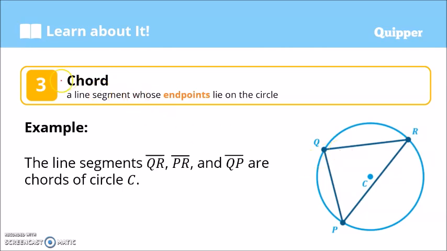Okay, so that's a chord. Example, the line segment QR, this is a chord. Line segment PR, this is a chord. Another chord is line segment QP. Ito, QP. Point Q at saka point P. Pinagdugtong yan, naging line segment QP. Alright? So, those are the chords of circle C.